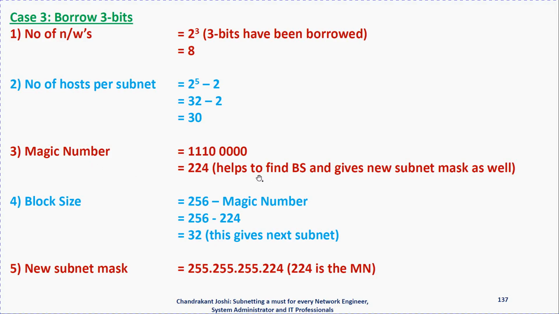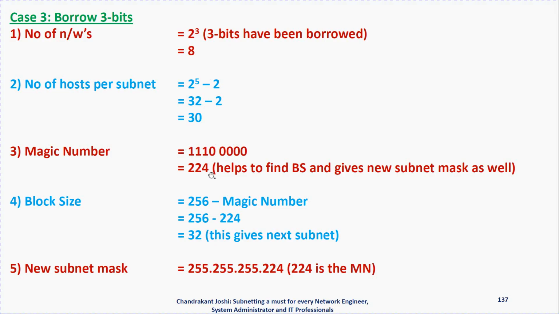Remember, this magic number helps us to find out the block size, and it also gives us the new subnet mask. So from this number of bits borrowed we can find the hosts per subnet, because if something is borrowed from hosts, then the host has fewer bits. Again, from these borrowed bits we can find the magic number. So these borrowed bits give us the number of networks. It also gives us the number of hosts, and again it gives us the magic number in binary and the magic number in decimal.